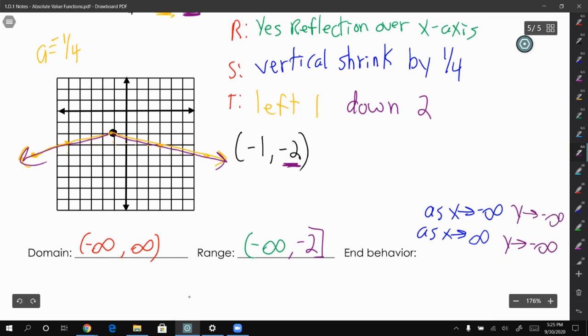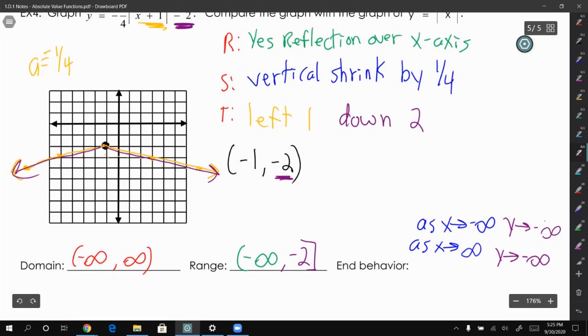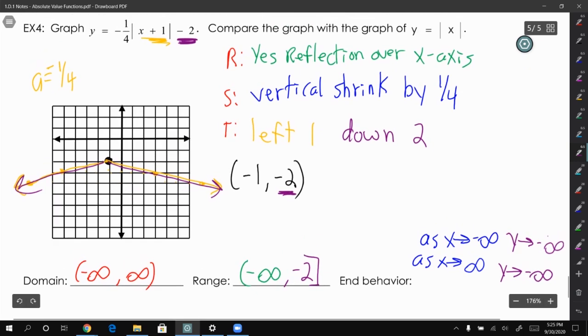So I hope that this video was useful in how to graph these absolute value functions. We didn't use a calculator, we didn't use a table. We plotted the point and then counted using our slope.